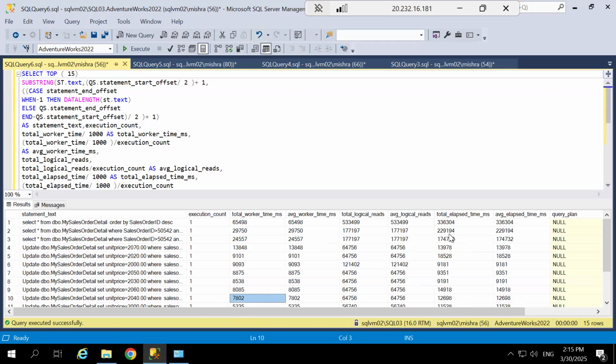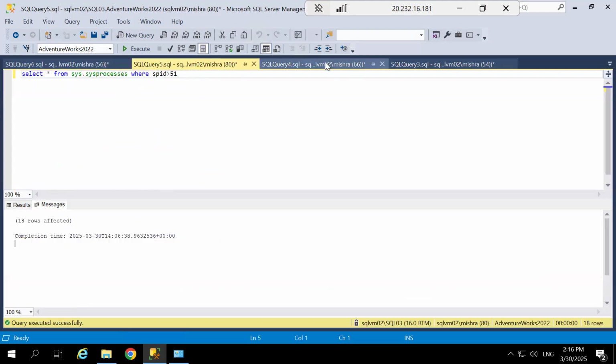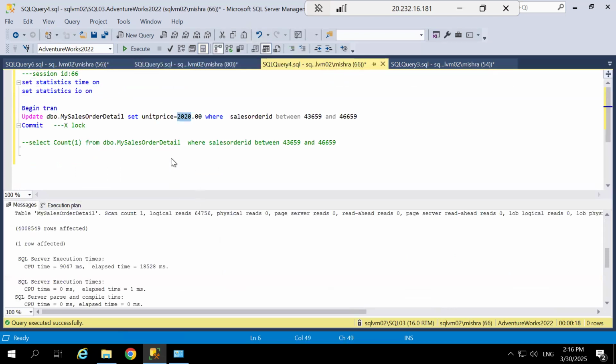Did we capture the CPU time? Let us focus on this one. The last one was 2020, right? 2020. And total worker time here is 9101. So it is close to the CPU time. But conceptually, that is not correct.